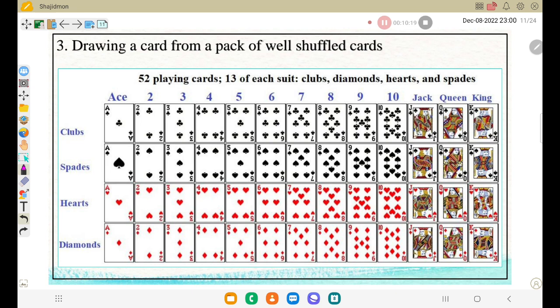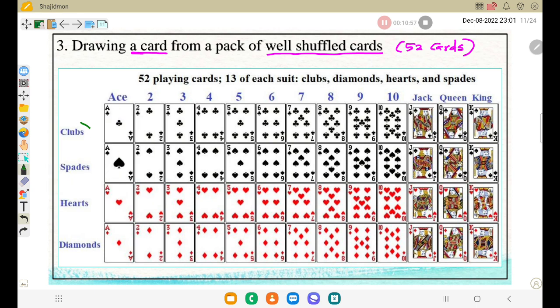Now let us go to another example. This is also a very important example in probability theory, and many ideas can be discussed using it. Drawing a card: we are taking one card from a well shuffled pack of cards. In a pack we normally have 52 cards. In this normal pack of cards, there are 4 options in the card.